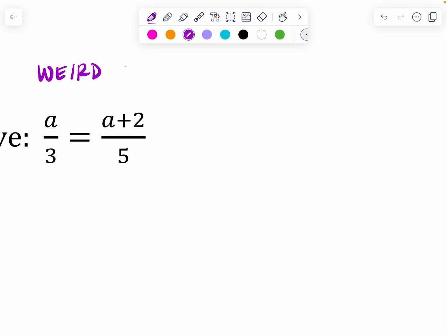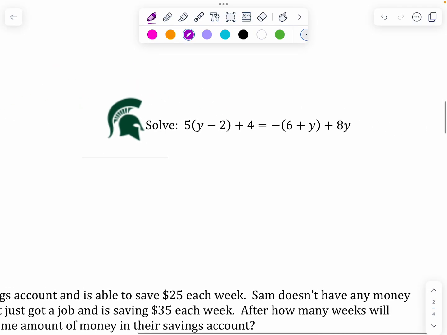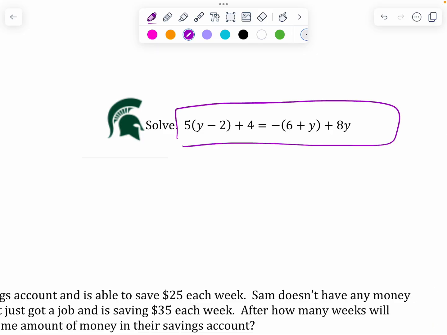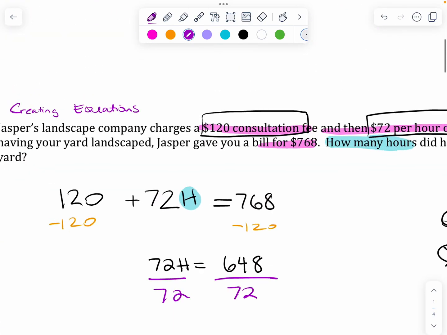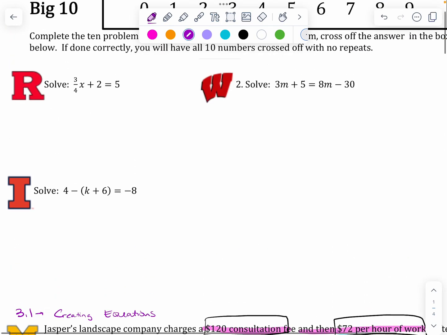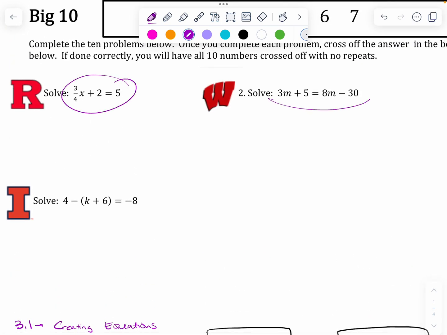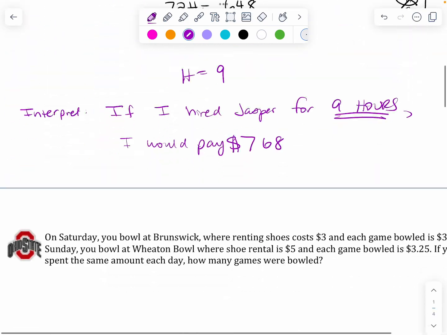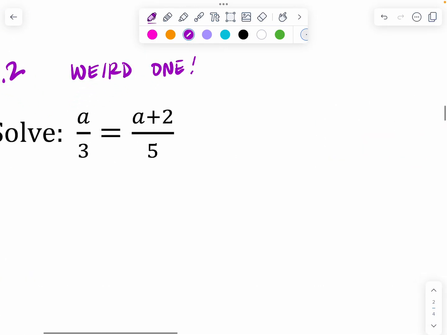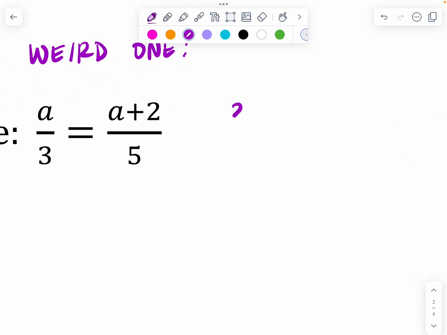Okay, I always refer to this as the weird ones because if you look at any of our equations, like this one here, it's got letters all over the place. This one's an equation with letters all over the place. Look, there's letters, letters, letters. But this one does not look like the other ones. And the dead giveaway is two equal fractions.